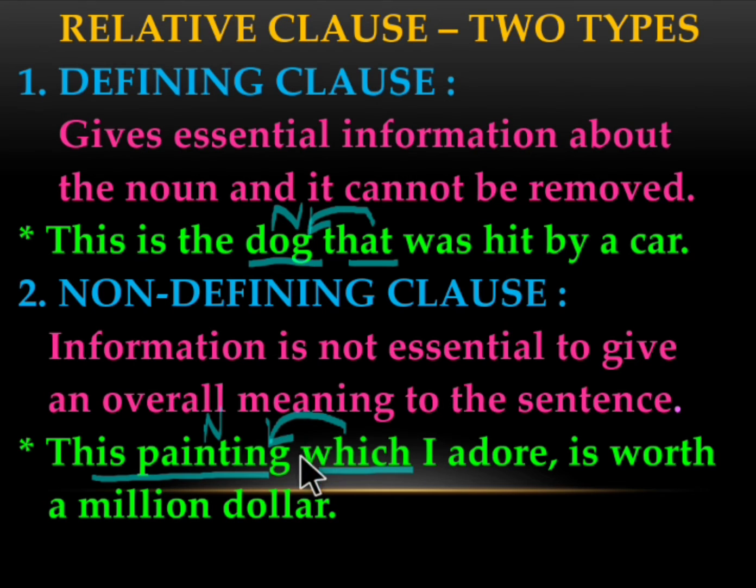Here, even if this which I adore is not there, the sentence will give a complete meaning. This painting is worth $1 million. It gives a complete meaning, even if this part is not there. So this is called the non-defining clause. That is, the part is not very essential to give the overall meaning, whereas in the defining clause, this part is very essential to give the overall meaning.